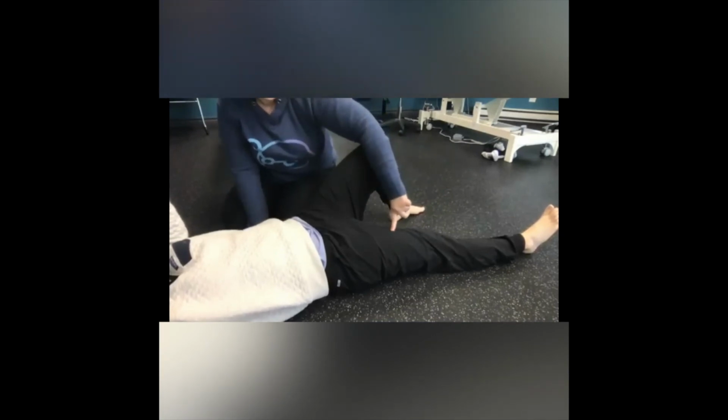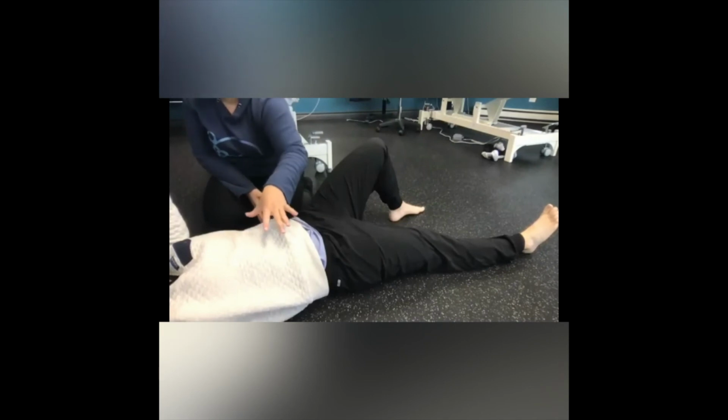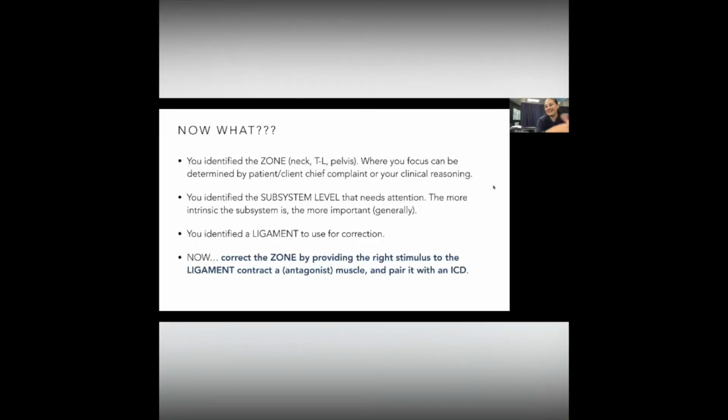If this leg comes up or in, that means she's utilizing these adductors to help those obliques, which should be turning her up, to do this movement. I would identify that TL junction as being an issue, release a ligament, supraspinous, get her to do TL junction flexion, and then get her to do a breathing drill. And that's how I use that assessment.